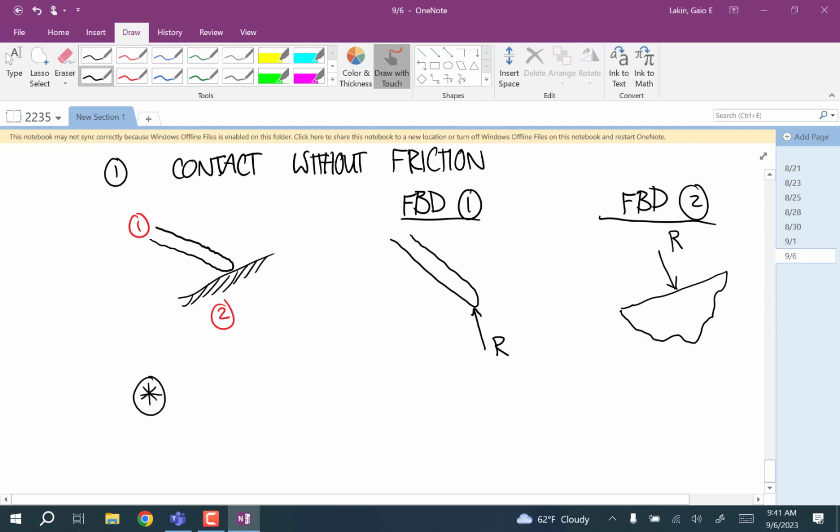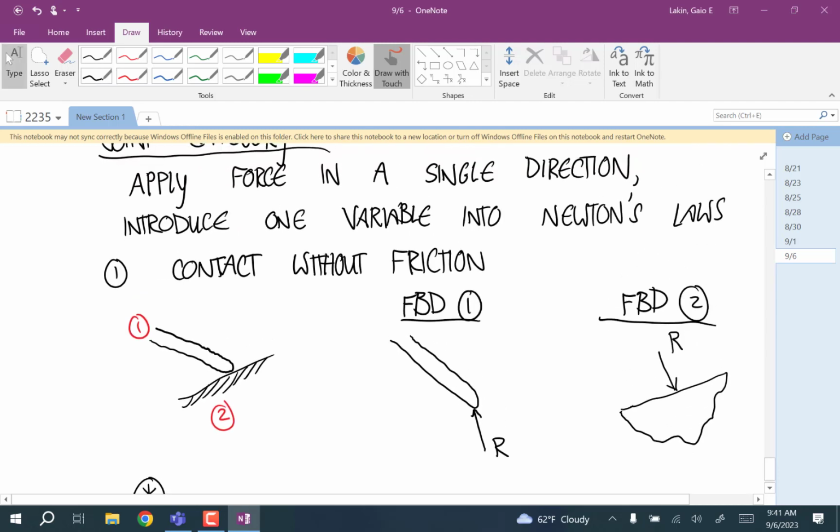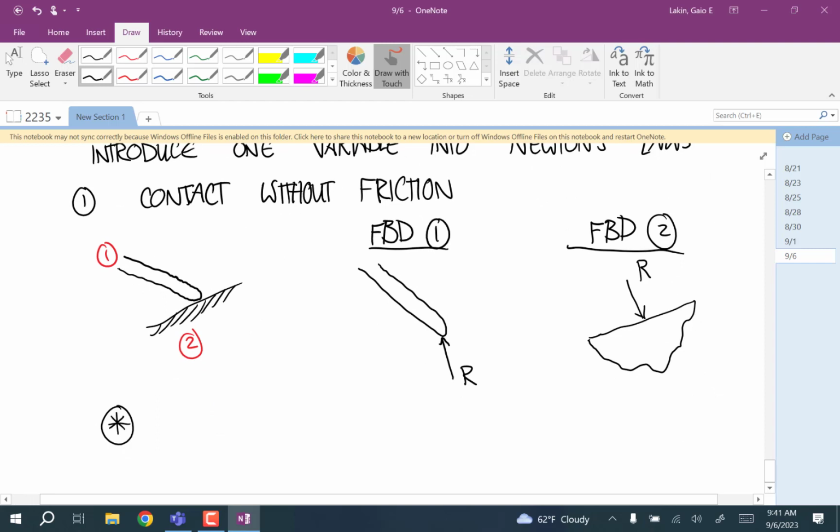Notice that in this case, could that R go the opposite direction in a frictionless contact? On a lot of these joints, we'll set up the free body diagrams like this. What if I got a negative answer for R? Is that physically possible? No, not in a frictionless contact, because that would be saying that this body 2 is pulling down on that. That can't happen. So notice that for a contact without friction, R has to be positive.